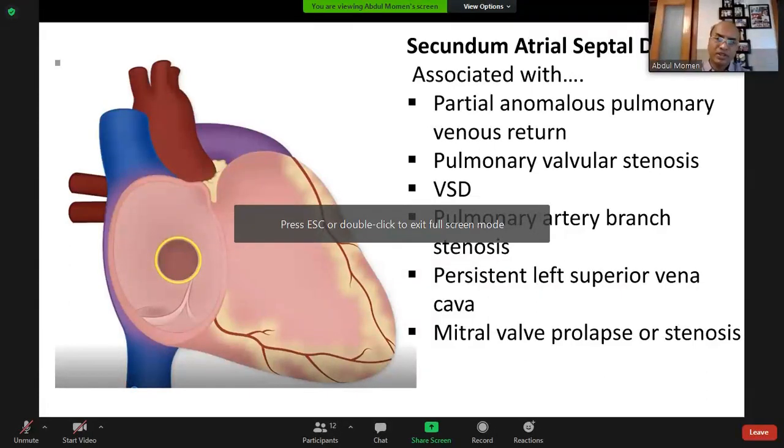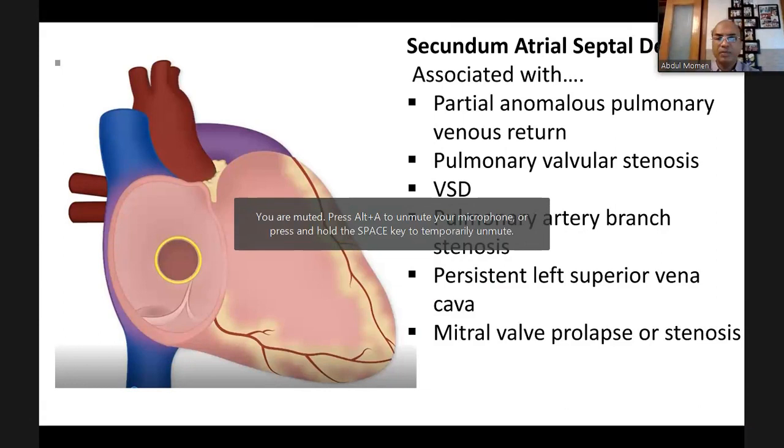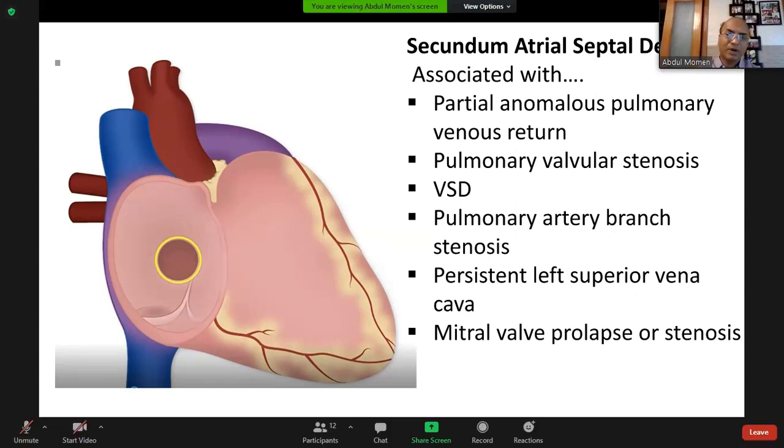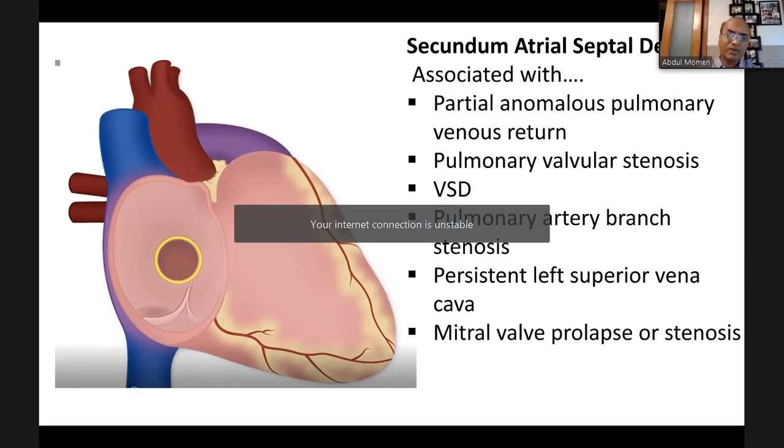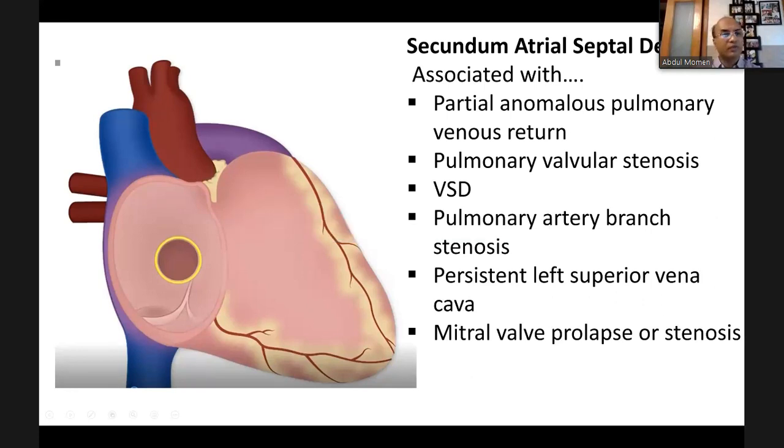Pulmonary valvular stenosis, VSD, pulmonary arterial branch stenosis, persistent superior vena cava, and multiple valve problems. So we should also look carefully during ASD diagnosis. We should look at what is draining into the LA. So this is very careful. Only the ASD diagnosis should not be complete. Other associated anomalies, especially what we commonly miss, is the partial anomalous venous drainage.